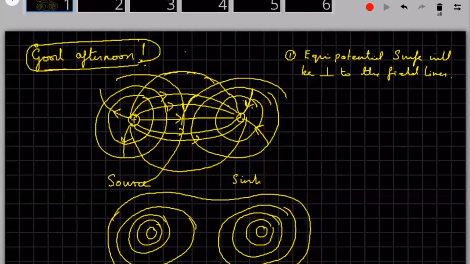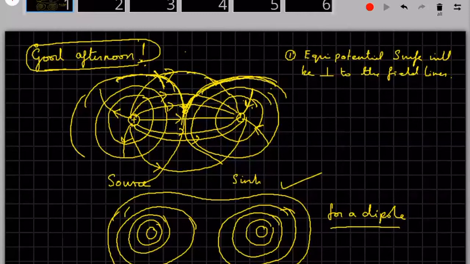Equipotential surfaces are always perpendicular to the field lines. So I have the field lines and I draw perpendiculars to them. There will be some perpendicular to this and some perpendicular to this. Wherever they start intersecting, the equipotential surface comes like this and goes like this, and ultimately they start looking like this. This is how the equipotential surfaces look for a dipole.